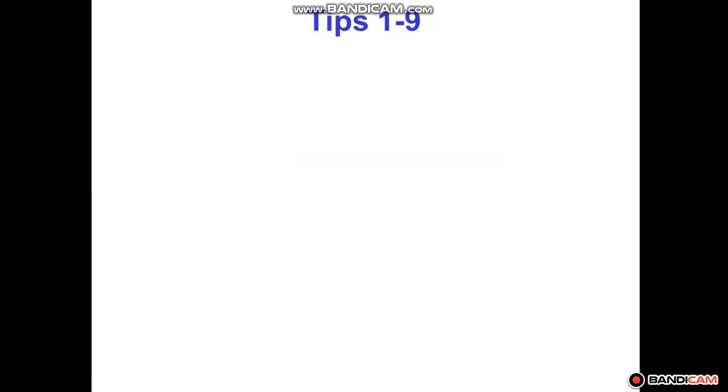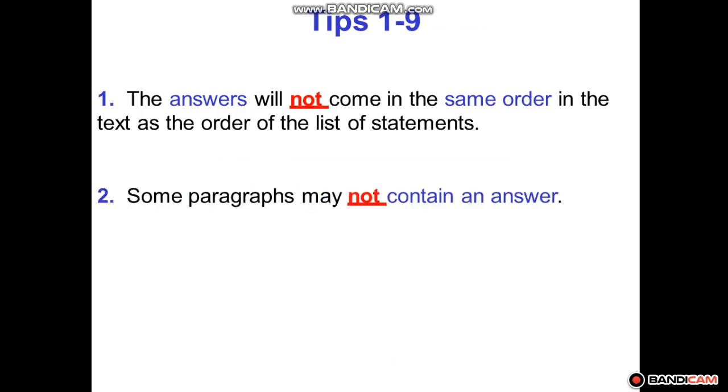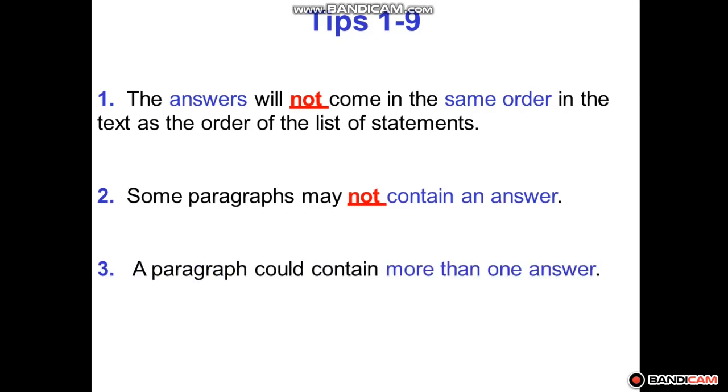Now tips, 1 to 9 we have. First of all, the answers will not come in the same order in the text as the order of the list of statements, the list of statements which contains information. And second, some paragraphs may not contain an answer, but you have to go through the paragraphs. You cannot skip. All right. Third, a paragraph could contain more than one answer, so don't be contented with finding one answer in one paragraph and then move on to the other and think that the other one must be in the second paragraph. Well, that may be in the same paragraph.